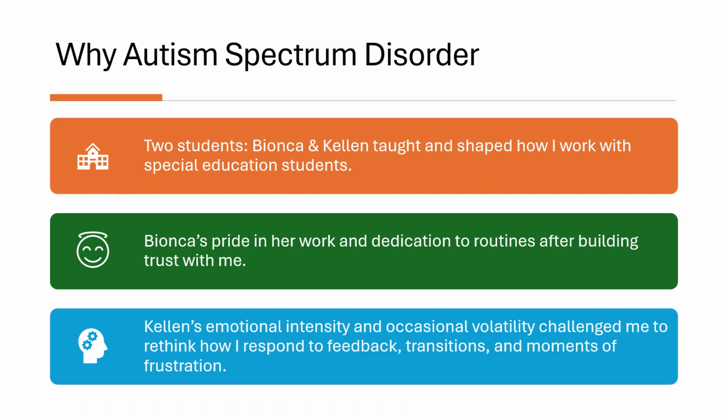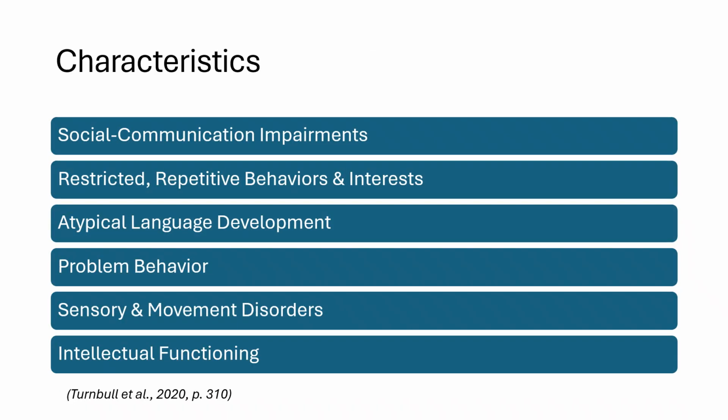So what they really taught me was how to listen more closely, respond more thoughtfully, and embrace flexibility without lowering expectations. I never lowered my expectations with Bianca or Kellen, always challenged them. And guess what? They challenged me, and they just made me a better teacher. That's why I want to talk about them within this, and this is why I chose the autism spectrum disorder. So onto the characteristics page of that.